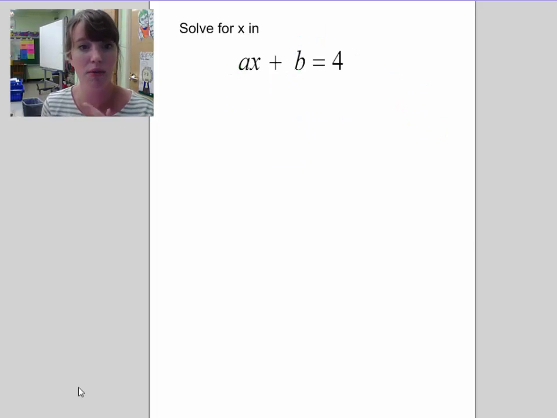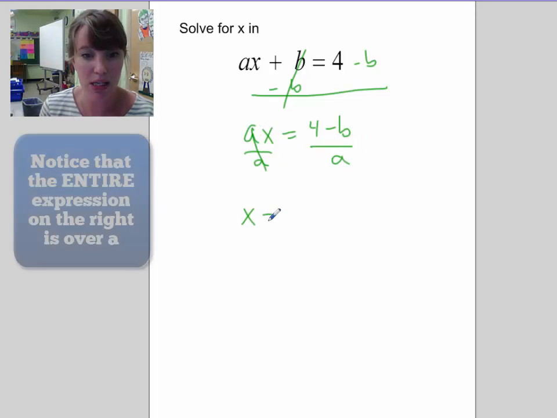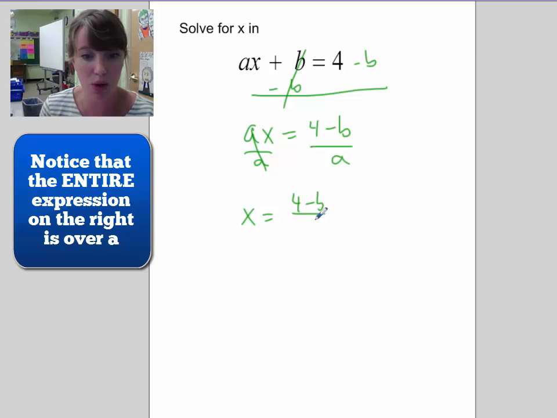Let's try another one. Let's solve it for x in this situation. So x, there's two things attached to x. We have a that's attached by multiplication and b that's attached by addition. Okay, so the first thing I'm going to get rid of is b. So I'm going to subtract b from both sides. We have ax is equal to 4 minus b. Now 4 and b are not like terms, so I can't actually combine them. All right. So I'm just going to leave them just like this. A is attached with multiplication, so I'm going to divide each side by a. And so I have x is equal to 4 minus b all over a.